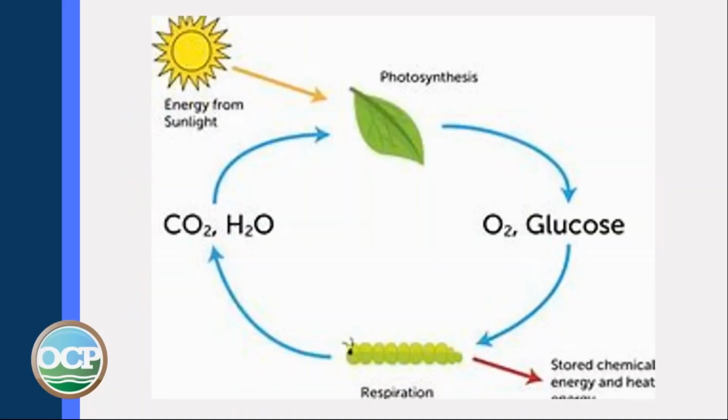This shows you the cycle for algae. Photosynthesis in the daylight produces oxygen and glucose. The energy is stored as chemical energy and heat. Then at night, you've got CO2 and water being formed, and the oxygen levels drop.